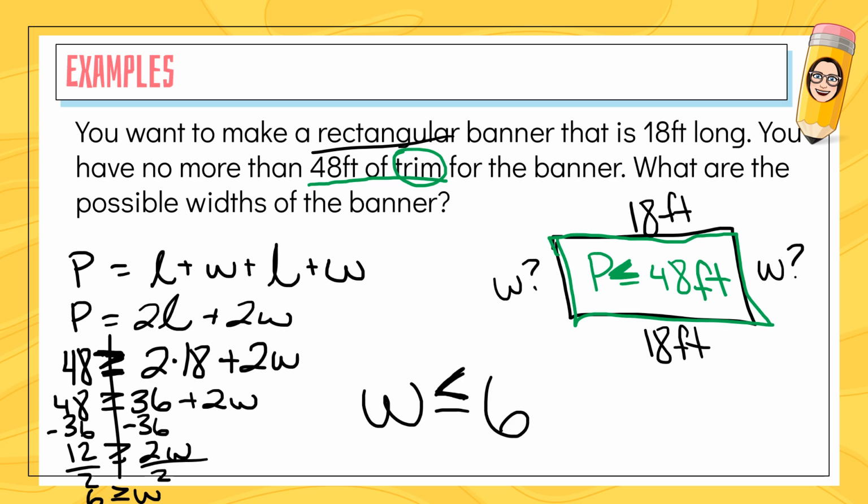All right. Let me see if I answered the question. What are the possible widths of the banner? The widths can be exactly or less than 6. That makes sense, right? I could use 6, 5, 4, 3, 2. I could use any of those. So any positive value that's equal to or less than 6 is okay. That makes sense.